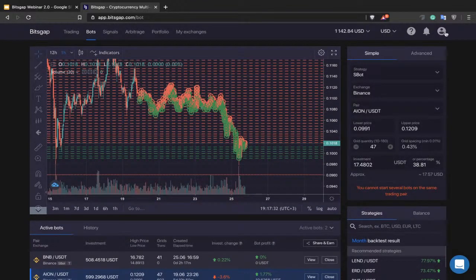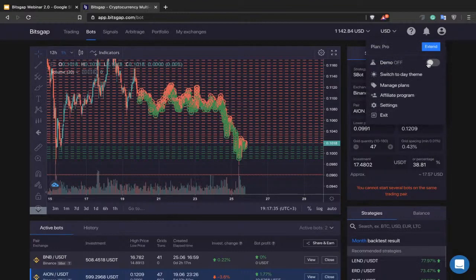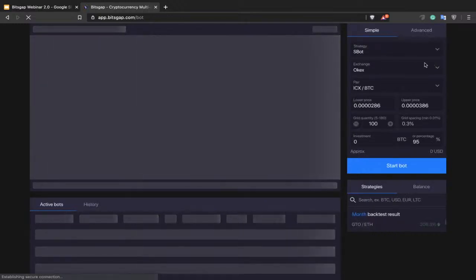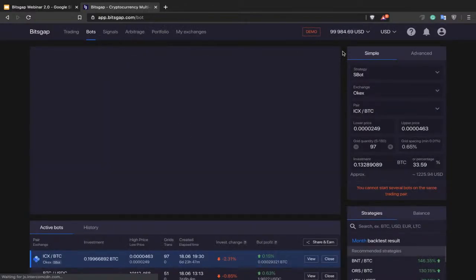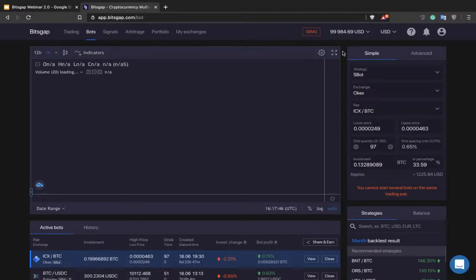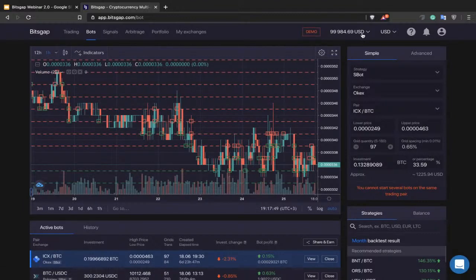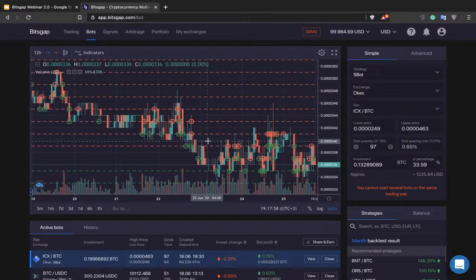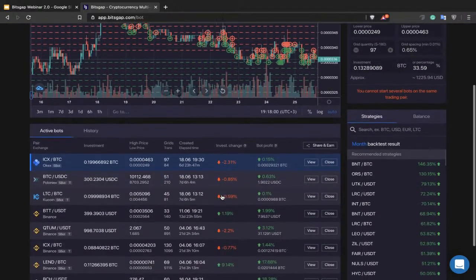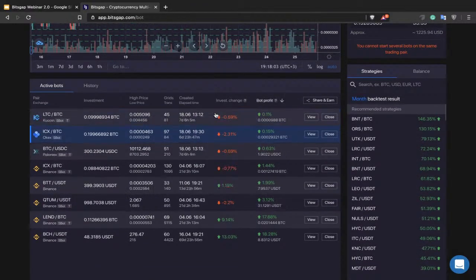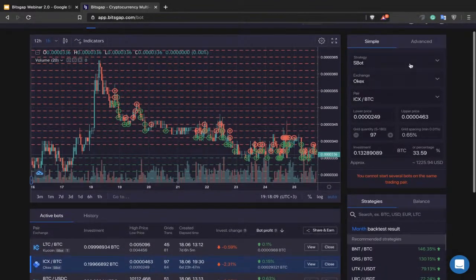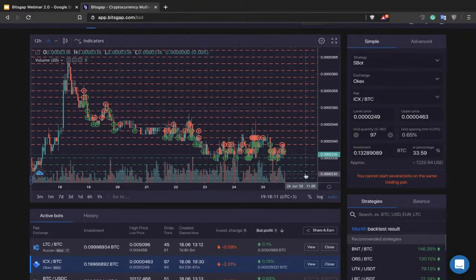To initiate some bots, I will use the demo mode, which is a risk-free trading simulator implemented by Bitsgap to let you guys sharpen your skills absolutely risk-free. So this is virtual money that I have here, and I have some cryptocurrency exchanges connected just for this risk-free trading simulation. And you can see that I have a list of some trading bots here as well. Let's use the right panel now to launch our first bot.